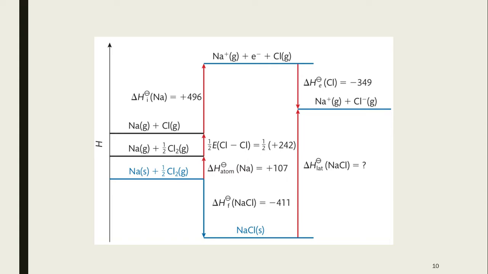For each step, the value is either going to be given to you in the problem, or you're going to get the value from the data booklet. And now I can show you how we're actually going to take all of these numbers and calculate our unknown. How do we actually calculate the lattice enthalpy?